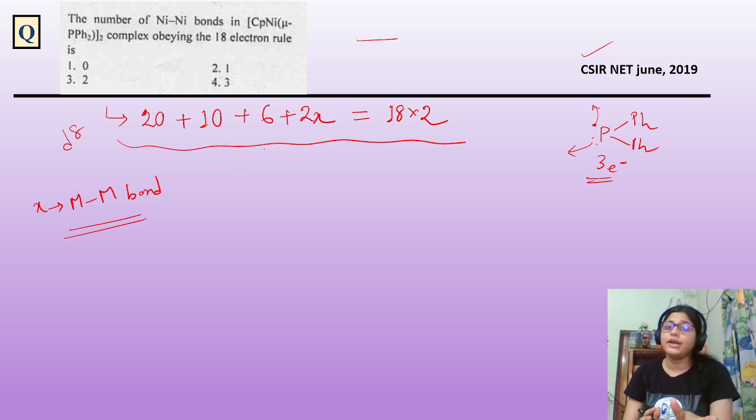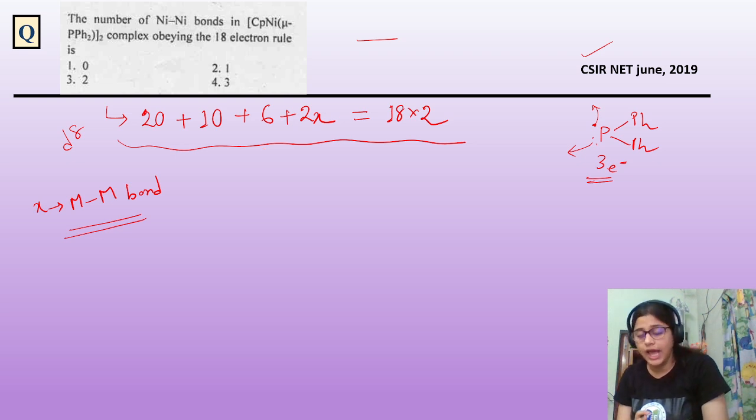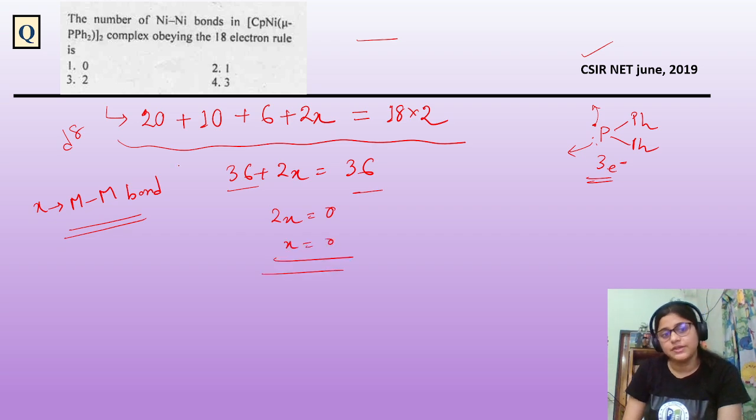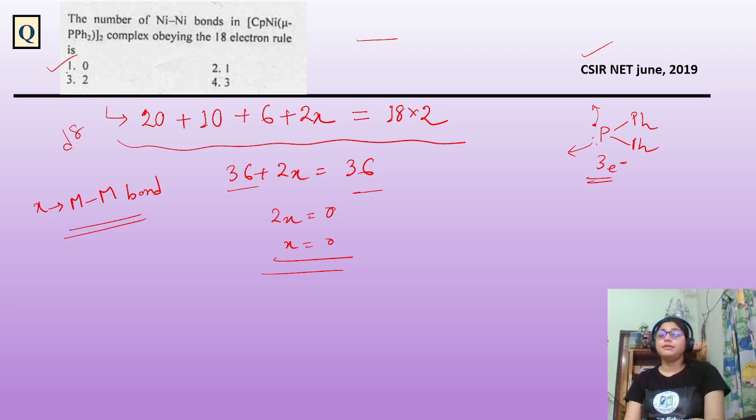That way we can understand the value of metal-metal bonds. You see how simple it is? So 36 plus 2X equals 36. So 36, 36, 2X will be 0, or X will be 0. So in the option it is given, it doesn't have any metal bond.